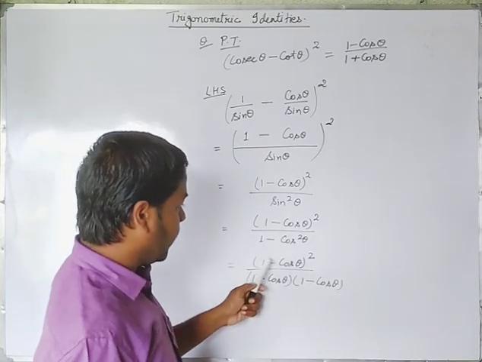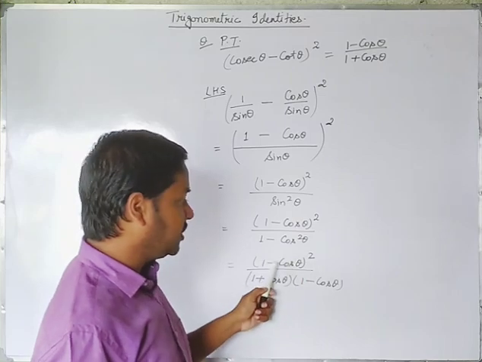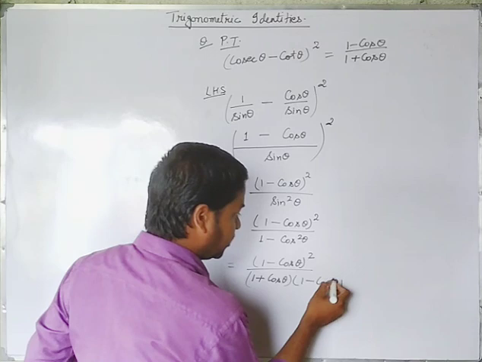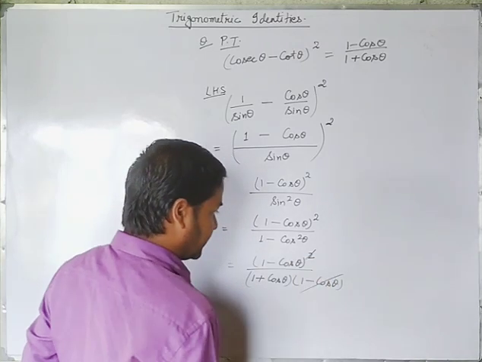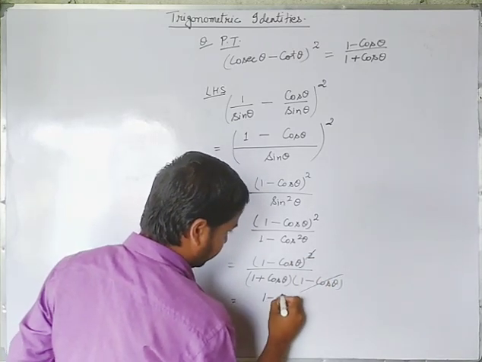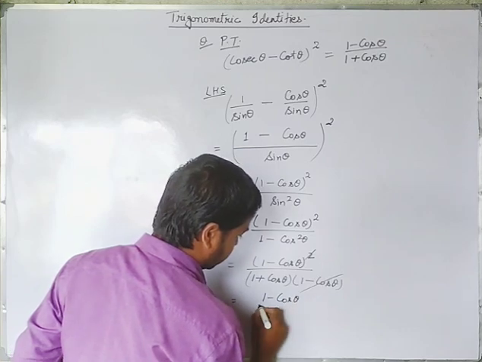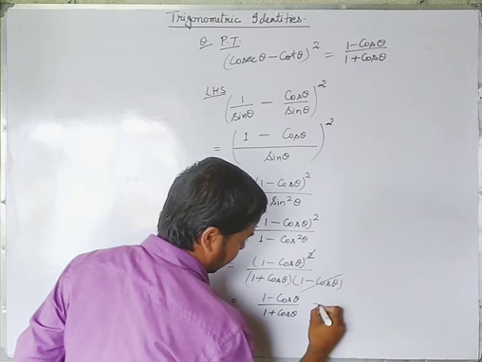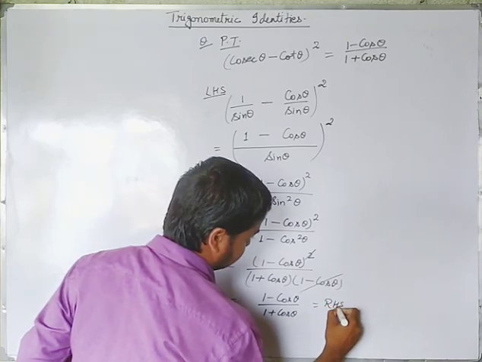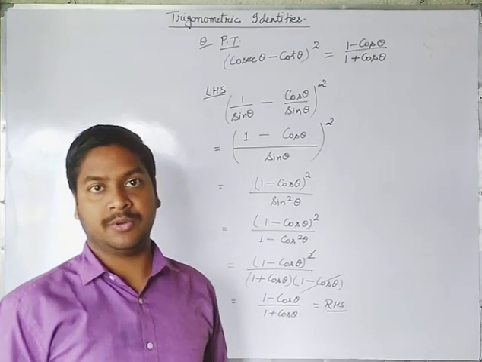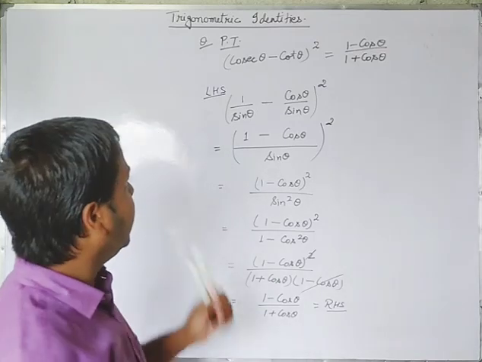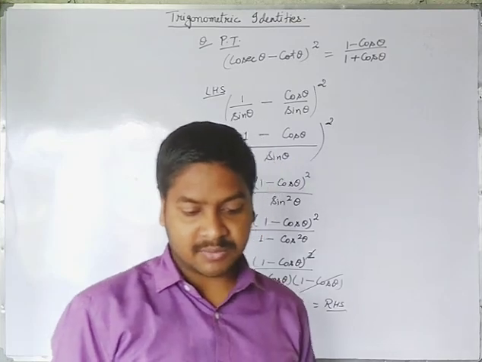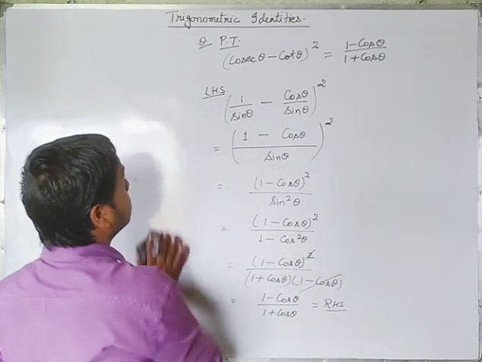Now 1 minus cos theta whole square means two times 1 minus cos theta, and below we have 1 minus cos theta one time. So one part can be cancelled. We have here 1 minus cos theta divided by 1 plus cos theta, which is equal to our RHS, and hence it is proved. In the same way, whichever question you take, you are able to solve it easily. Again we will have another question that I will explain.